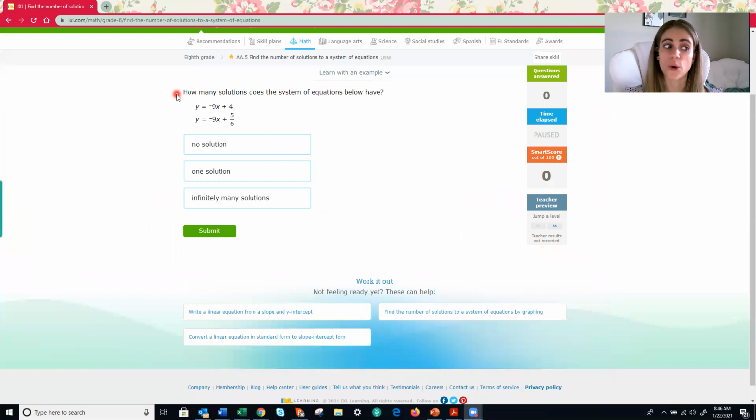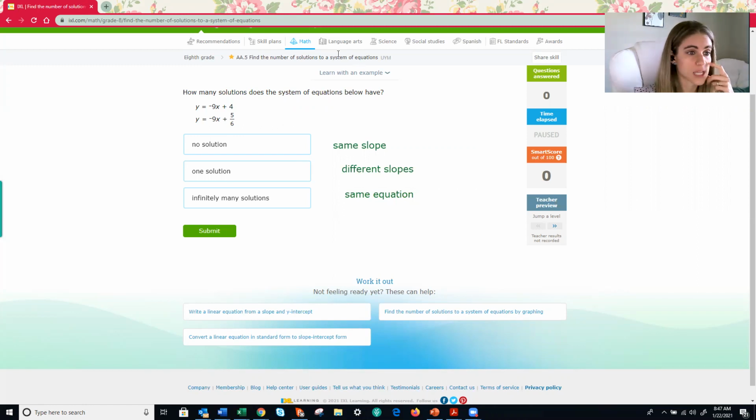All right, we want to know how many solutions does the system of equations below have? Our look-for for no solution, remember, is that they're going to have the same slope. Our look-for for one solution is that they will have different slopes. Our look-for for infinitely many solutions, they have the same slope. So actually they're identical lines because they have the same slope and the y-intercept. So they're the same equation.